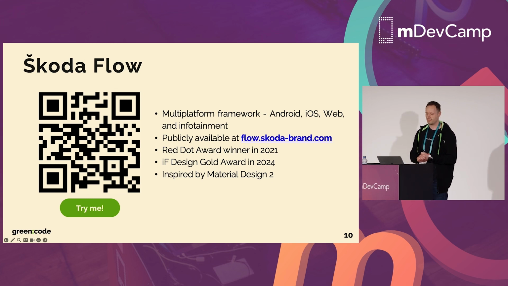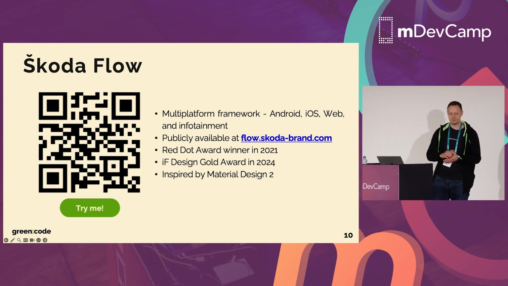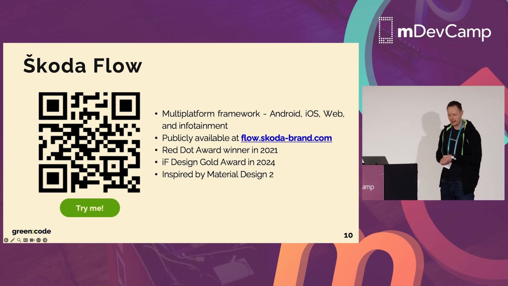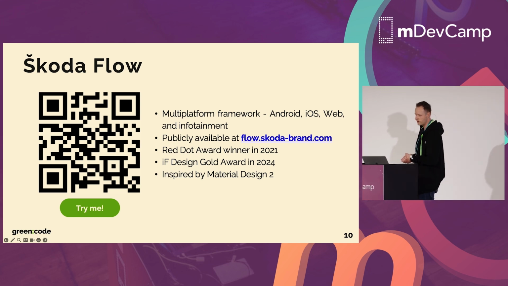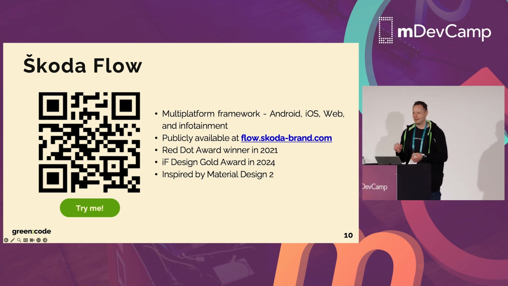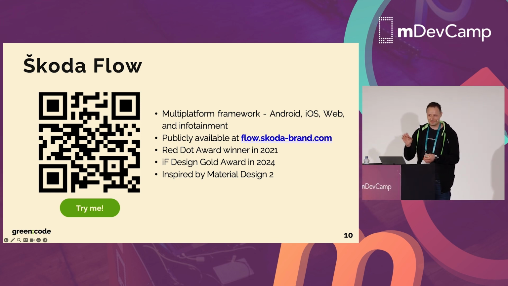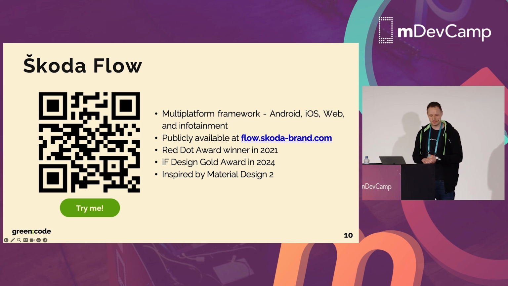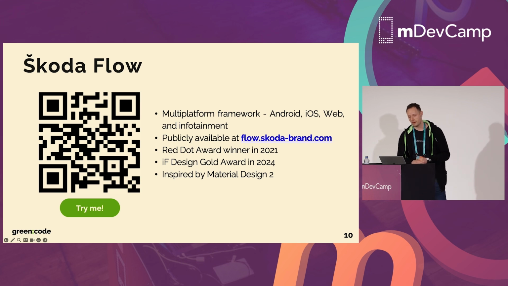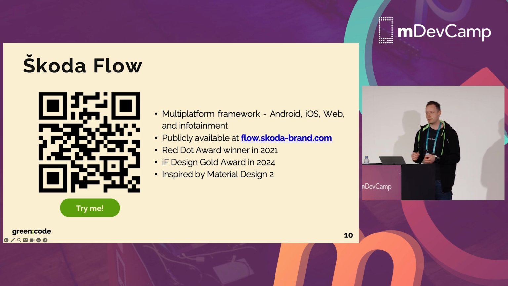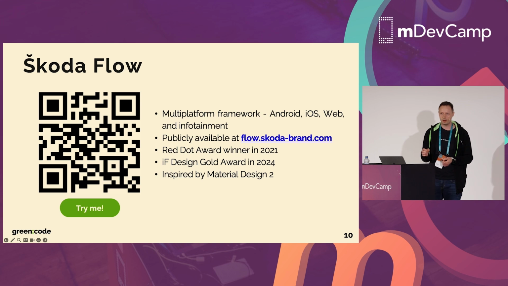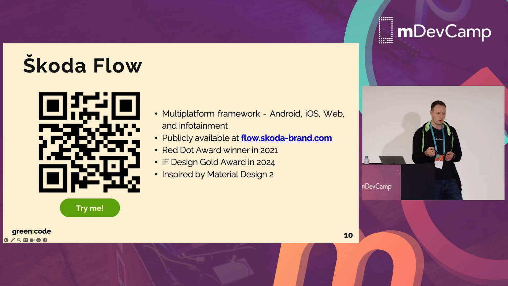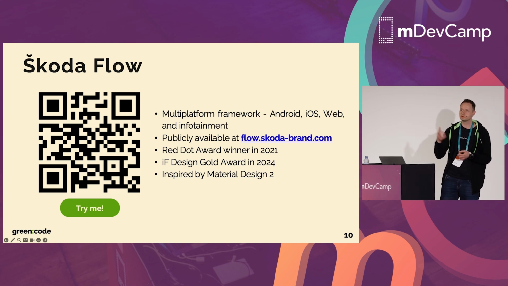Let's go back to Škoda Flow. It's multi-platform framework for Android, iOS, web, and infotainment. In Green Code, we are working on all platforms except infotainment. It's developed by Škoda. It's publicly available. You can scan QR code and you can read about all platforms. You can read about the components and their usage, what to do, what to not do.